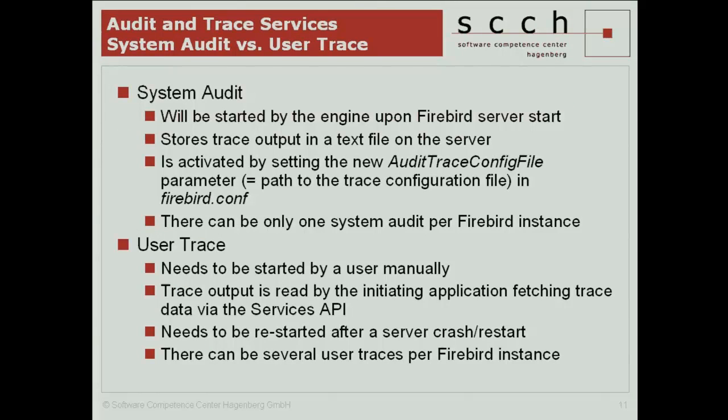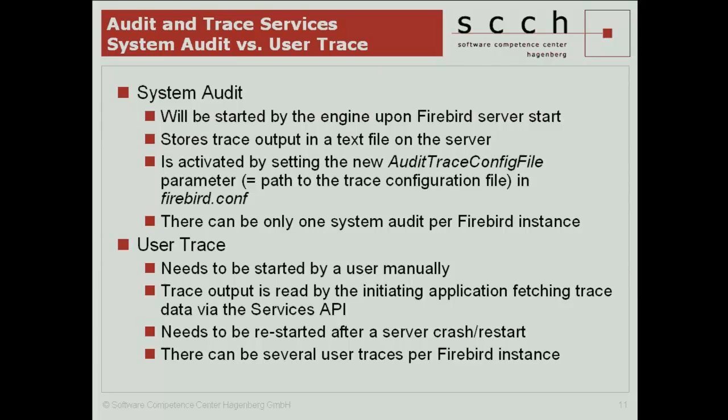We have to differentiate between a system audit and a user trace. The system audit will be started by the engine when the Firebird server starts. So every time you start the Firebird server, a trace is started and stored in a trace output in a text file on the server. You can activate the system audit by setting a new configuration parameter in the firebird.conf file. If you set this value to a trace configuration text file, you're able to run the system audit the next time the Firebird server starts.